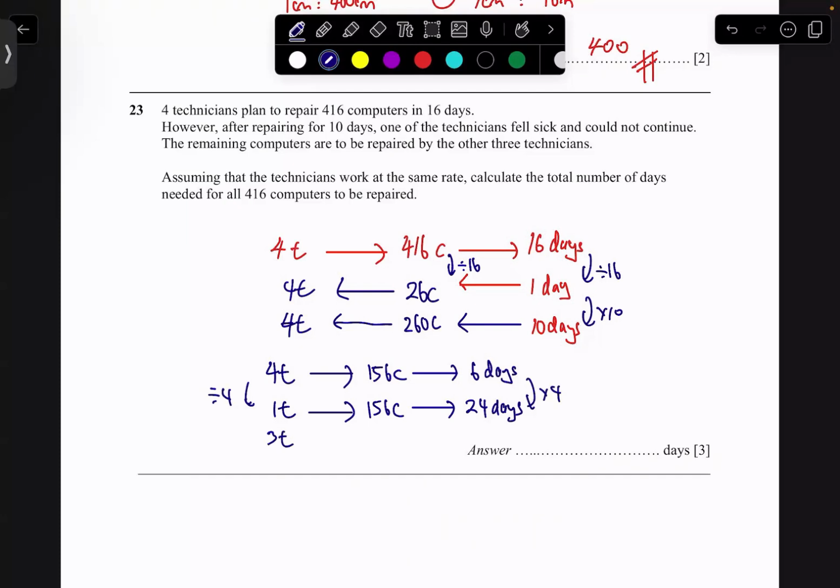Now, if you have 3 technicians, however, it will take 8 days. So now find the total number of days. You already took 10 days, you need 8 more days. So total 18 days.